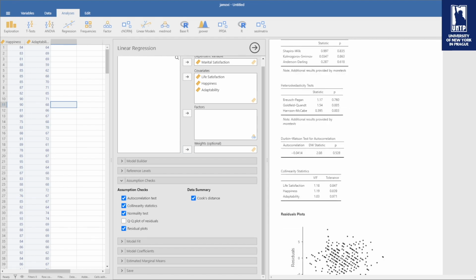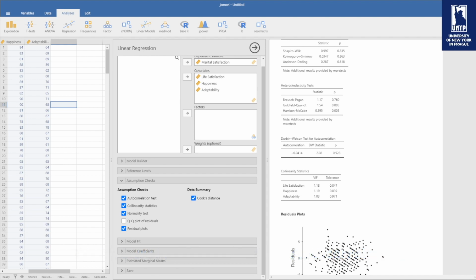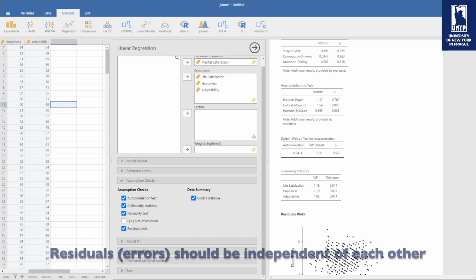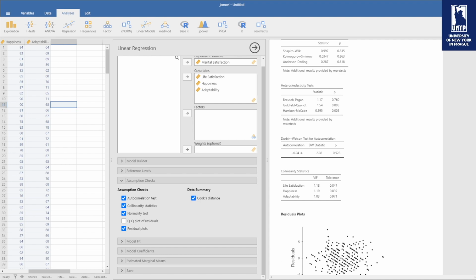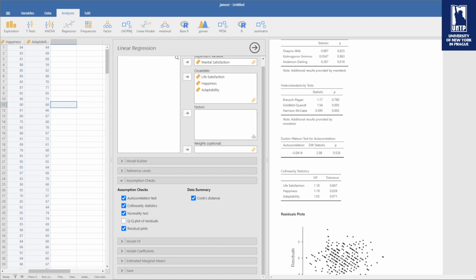After normality, we have one of the most important assumptions for multiple regression, which is the Durbin-Watson test for autocorrelation. What does this test do? It's testing the independence of errors. What does it mean? It means that the residuals or errors from our model should be independent of each other. In other words, the error associated with one observation shouldn't predict the error associated with another. Violation of this assumption usually stops you from proceeding with further analysis, inasmuch as you will inflate type 1 error to the sky.